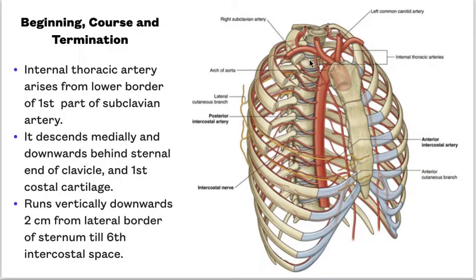The internal thoracic artery arises from the lower border of the first part of the subclavian artery, descends medially and downwards behind the sternal end of the clavicle and the first costal cartilage, and runs vertically downwards 2 cm from the lateral border of the sternum till the 6th intercostal space.